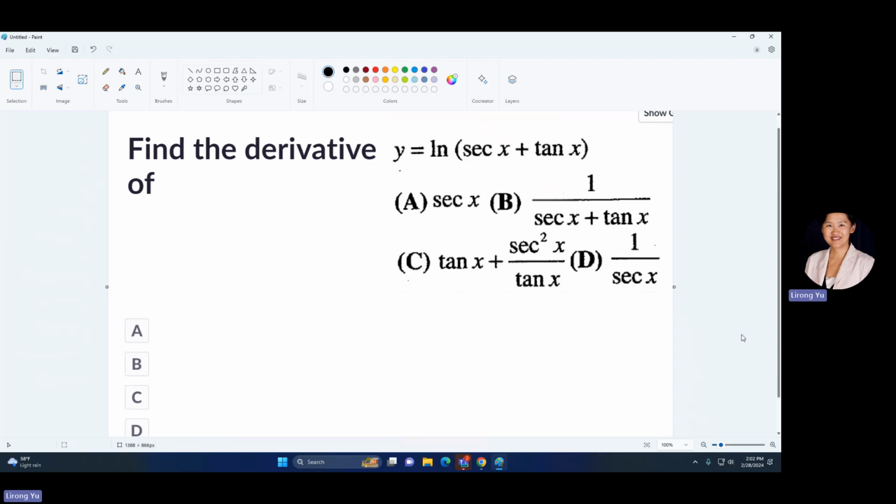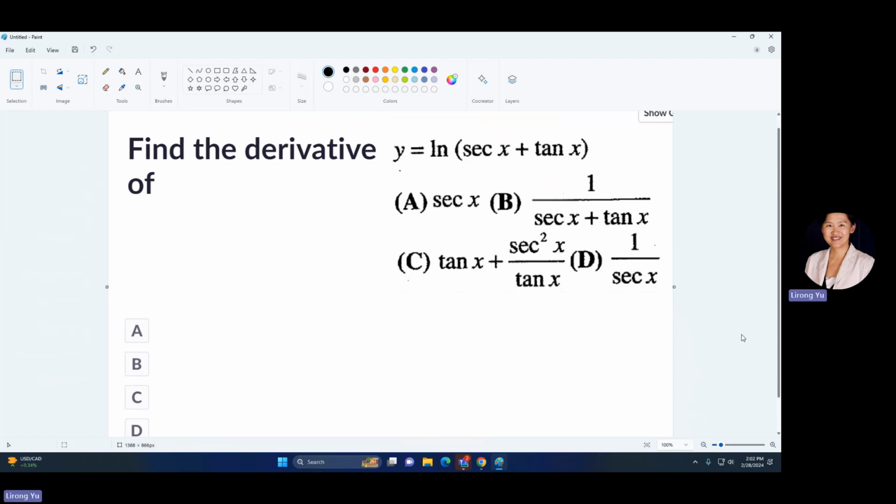So you still have that 1 over the structure of the division, because of differentiating ln. Right, but that's not all. Then you still have to multiply by the derivative of the inside, right? What's the derivative of secant? Do you remember?